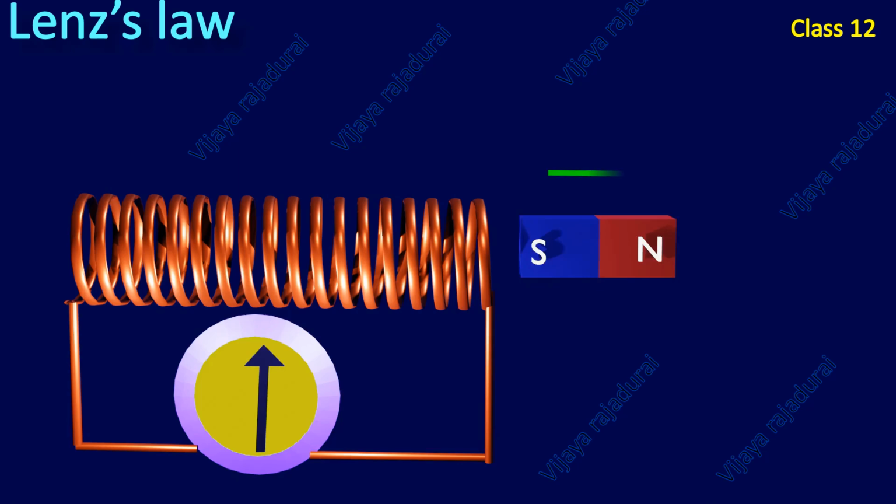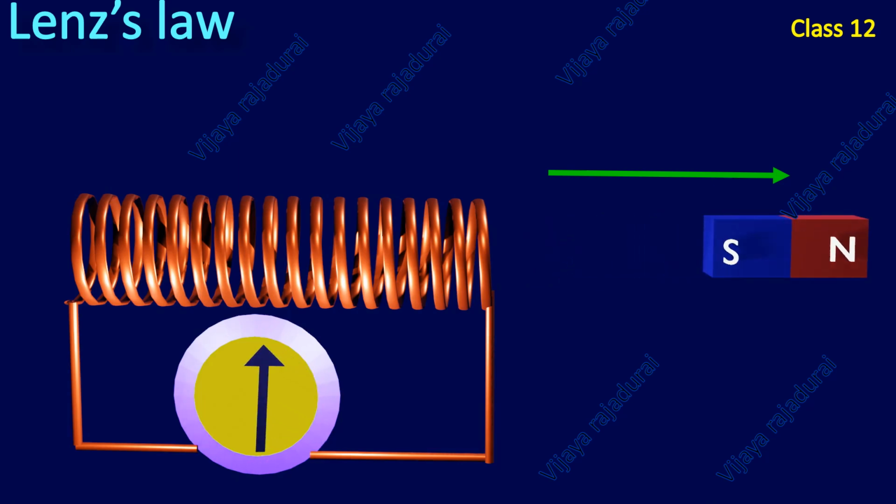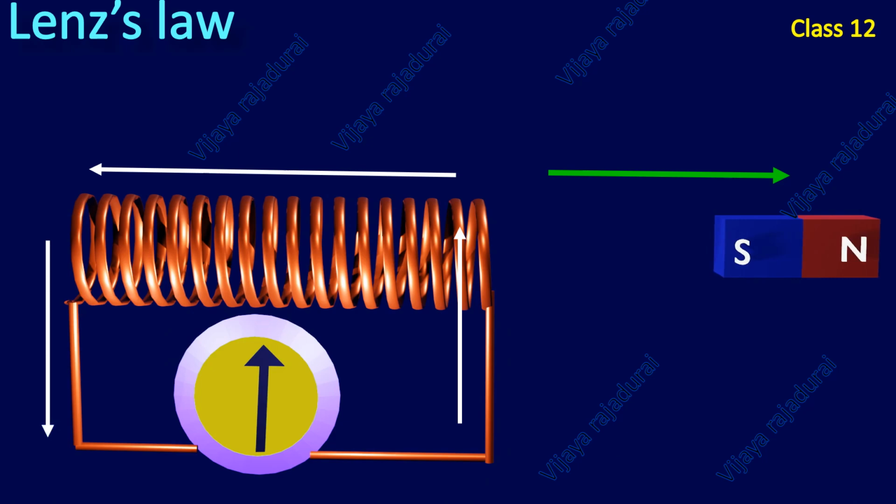If the south pole of the bar magnet is being withdrawn from the coil, the magnetic flux through the coil will decrease. To counter this decrease in magnetic flux, the induced current in the coil flows in counterclockwise direction and its north pole faces the receding south pole of the bar magnet. This would result in an attractive force which opposes the motion of the magnet and the corresponding decrease in flux.